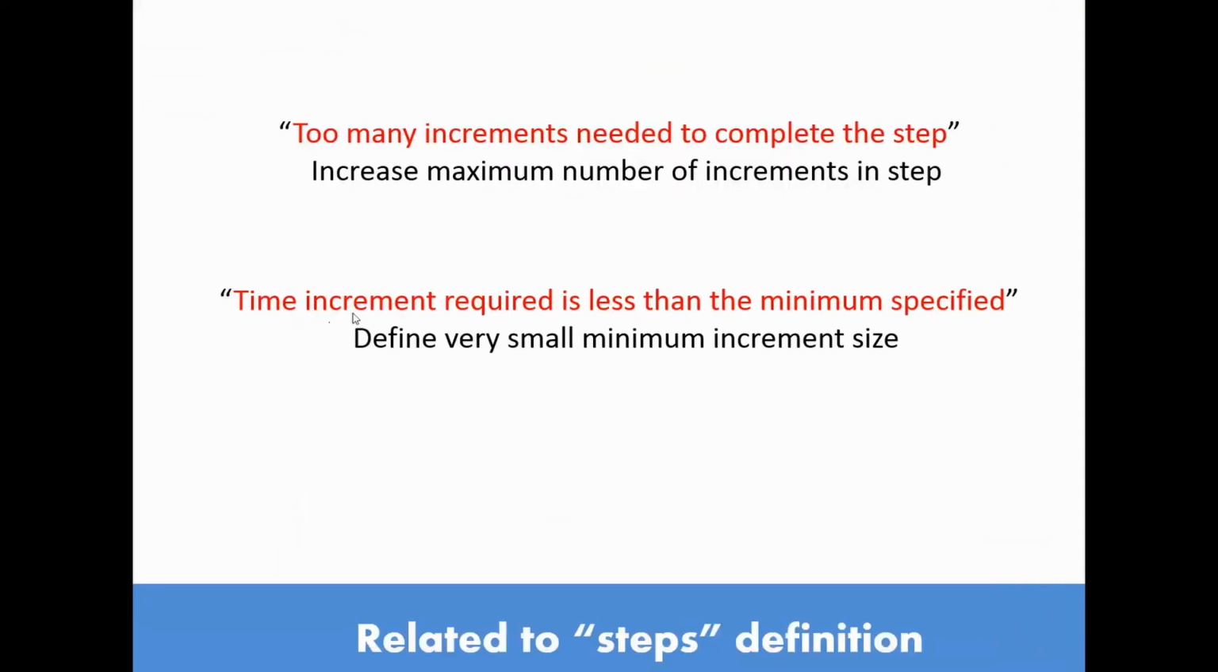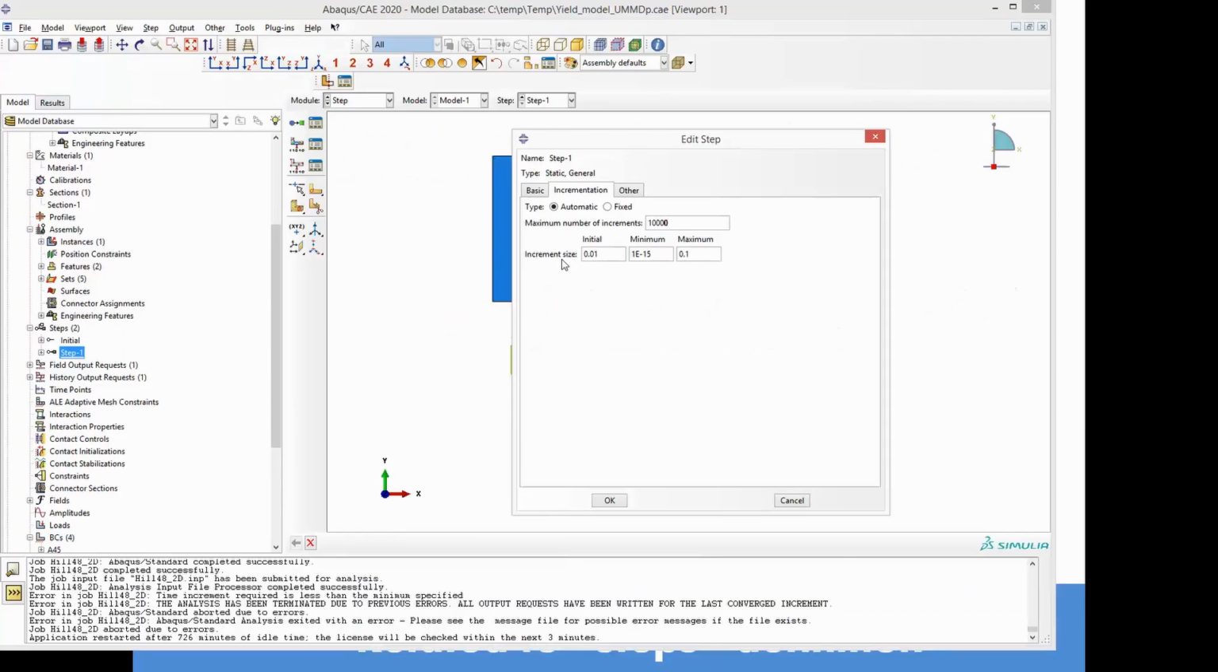Next error is time increment required is less than the minimum specified. You will specify the minimum time increment here. By default it would be 1e-5. So to be safe you can make it 1e-15.